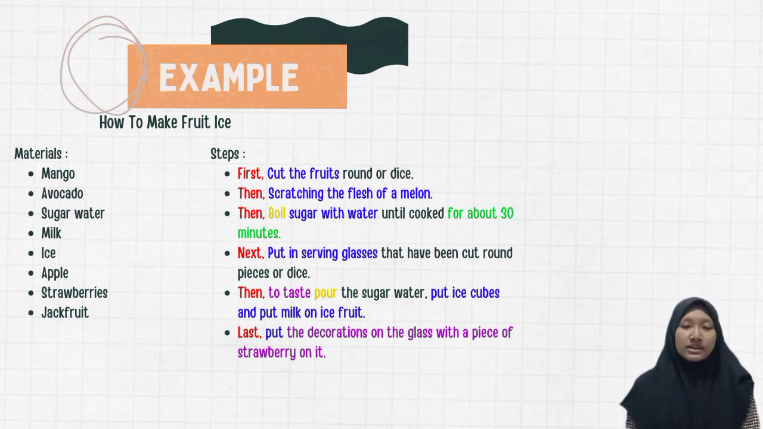The fourth one, which is marked in yellow, like boil, pour, put, in the language features of the procedure text is included in action verbs. And the last one, which is marked in purple, like put the decoration on the glass with a piece of strawberry on it, in language features of the procedure text is included in simple present tense.